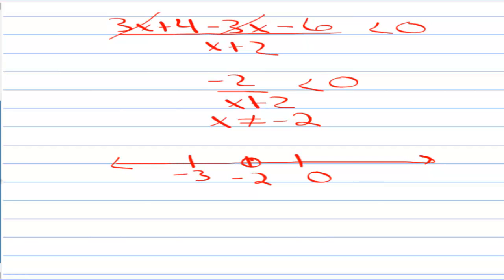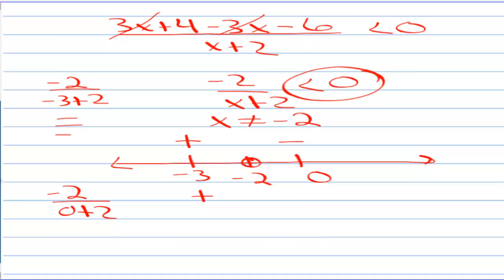So let's test negative 3. So we'd have negative 2 over negative 3 plus 2 when we plug it in. That's a negative over a negative. That's positive. When we plug 0 in, we get negative 2 over 0 plus 2. That's a negative over a positive. That is actually negative. So positive here, negative there. We want the negative values. We want less than 0. So the answer is negative 2 to infinity.